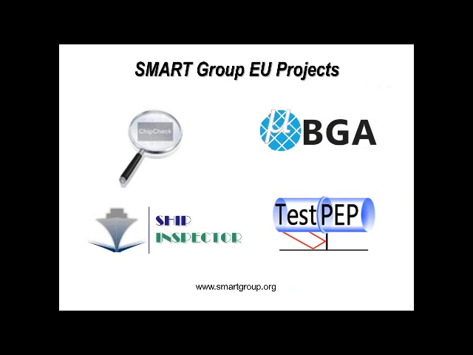Before we proceed, I would just like to mention a couple of other items. First of all, Smart Group has the pleasure of working on 4 EU-funded projects at this moment in time. One of these is Chip Check, which looks at methods of identifying counterfeit components. Ship Inspector, which is looking at methods of checking ships' hulls during operation and not in dry dock. And TestPep, which is involved with the welding and inspection of plastic pipes. uBGA is the project we'll be discussing during this webinar this afternoon.